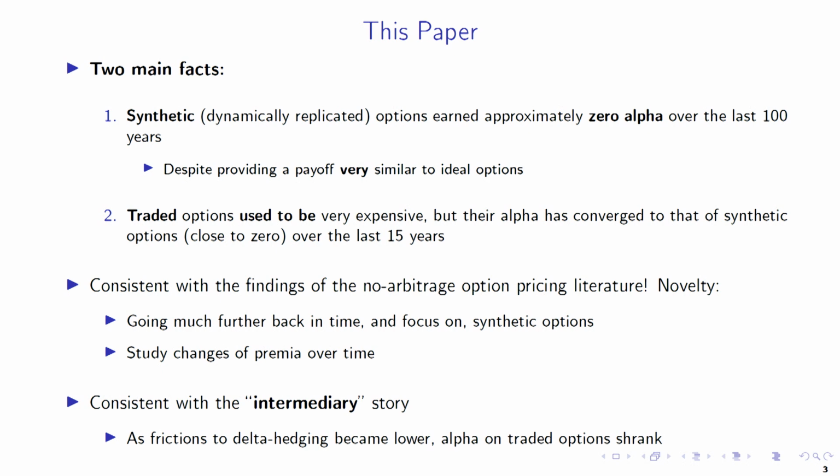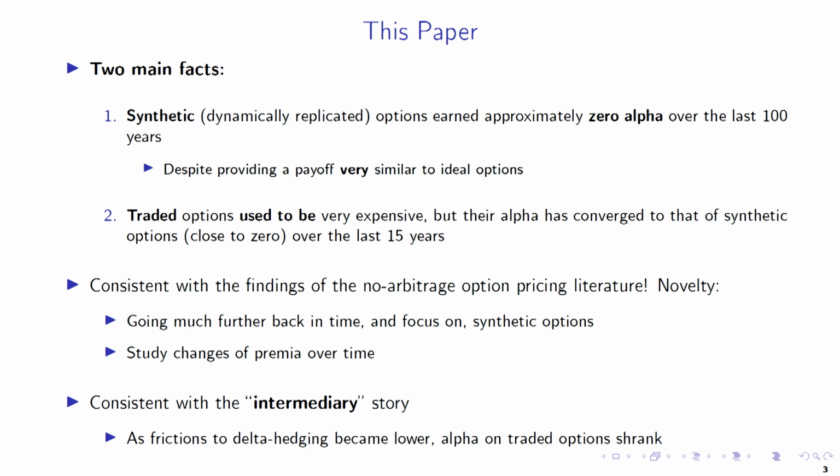Fact number two, though, is that those traded options, while they used to be expensive, they used to have that negative CAPM alpha, that's gone away, and their returns have converged over the last 15 years to the returns on the synthetic options. Another way to say that is that the returns on delta hedged S&P 500 options used to be very negative, and they've gone to zero. So I'll show you those two facts.